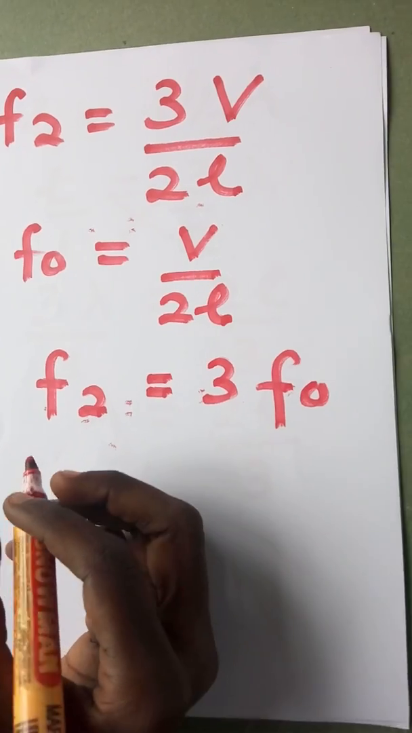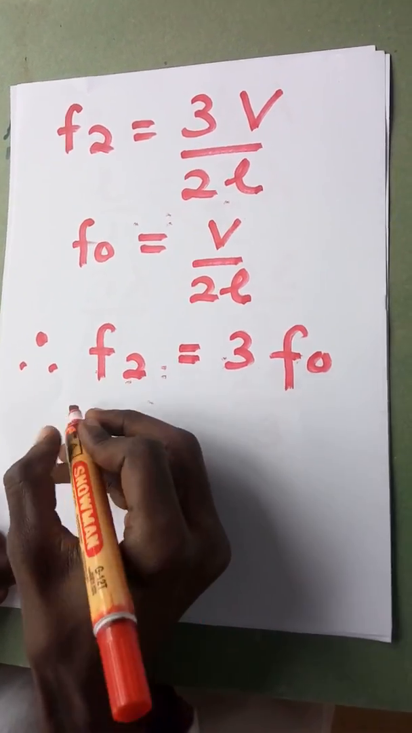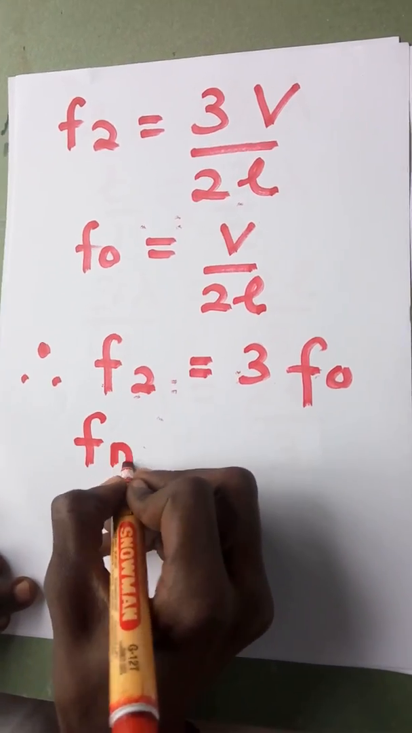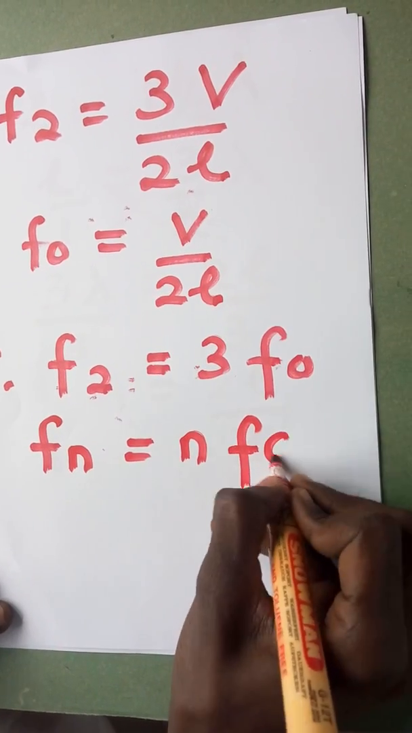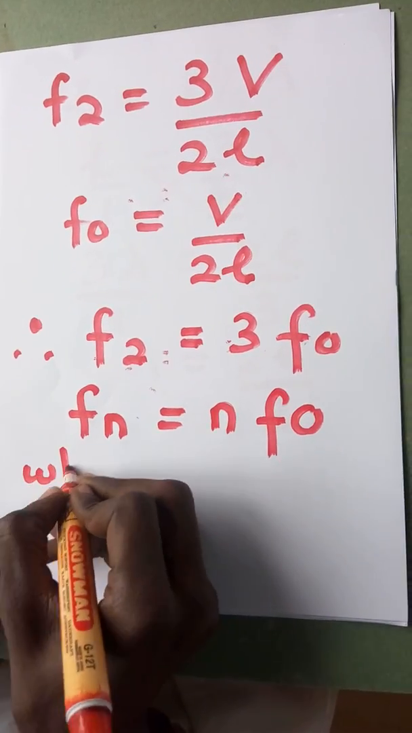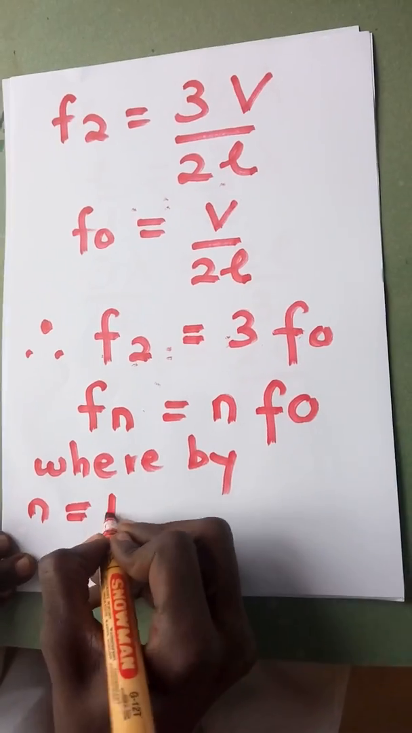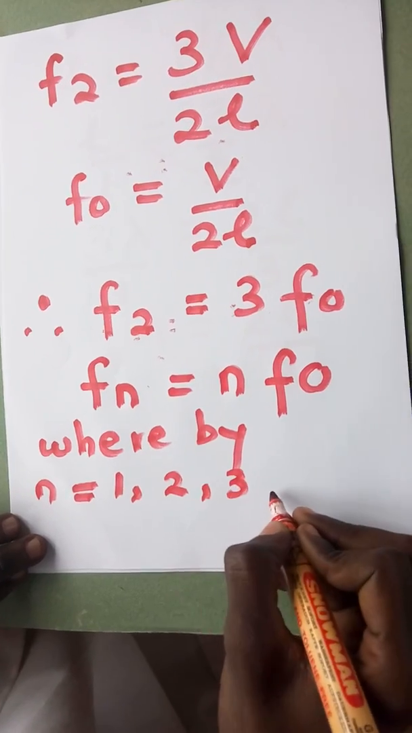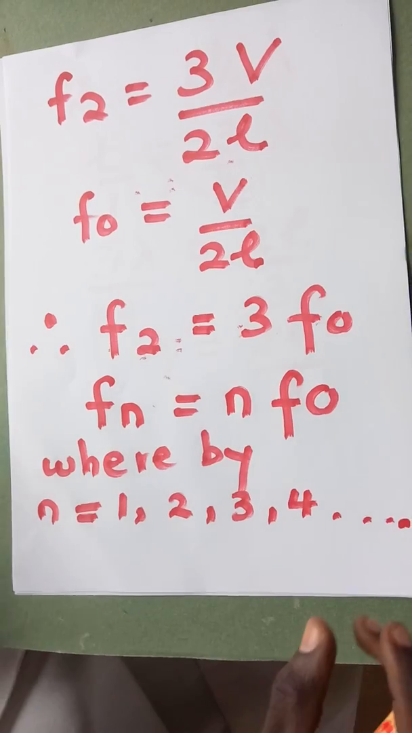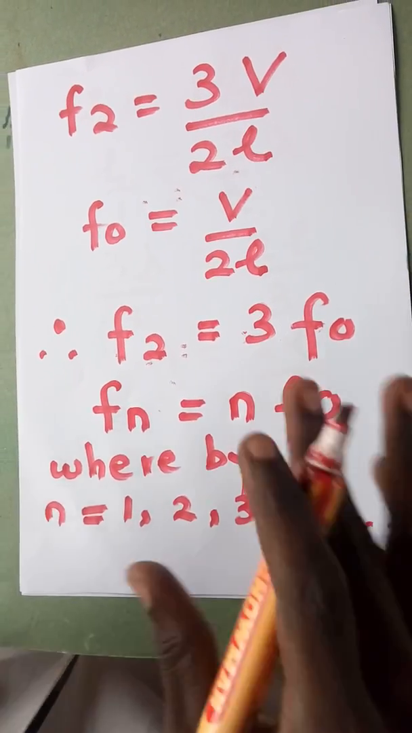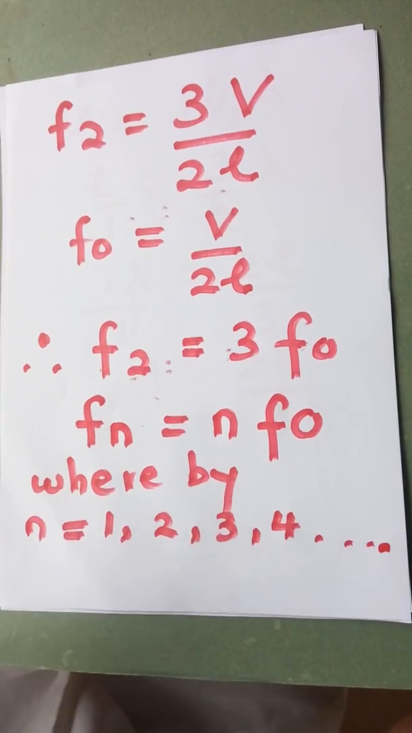Okay, so the frequency of the nth harmonic is given by this formula: frequency of the nth harmonic is equal to n times fundamental frequency, whereby n is equal to 1, 2, 3, 4, and so on, with the condition that n must be a whole number. So this is the general formula that we are going to use, and we are going to see some examples on how to use it.